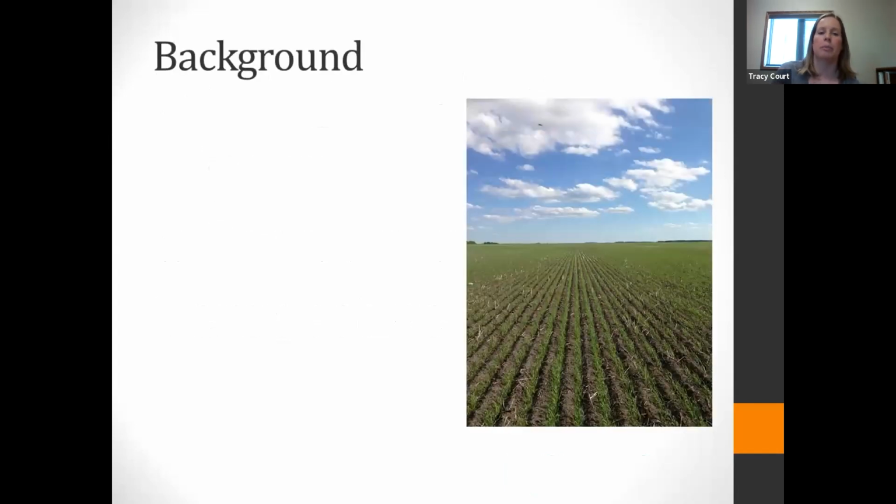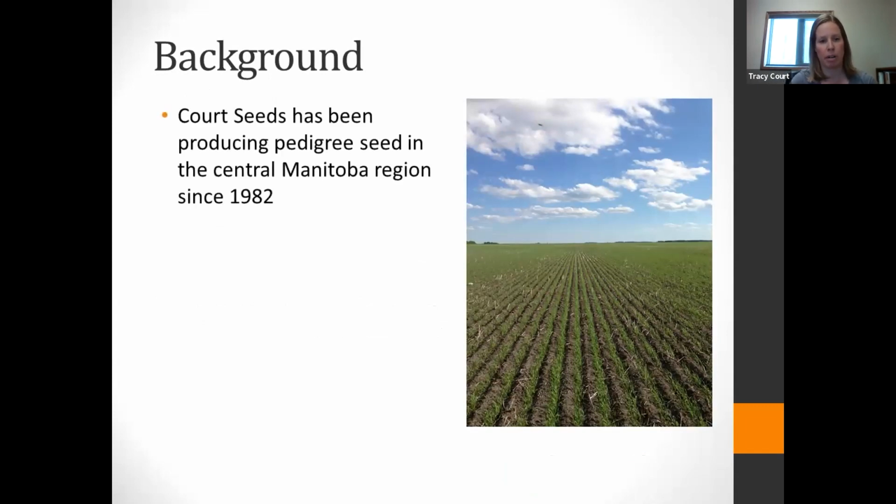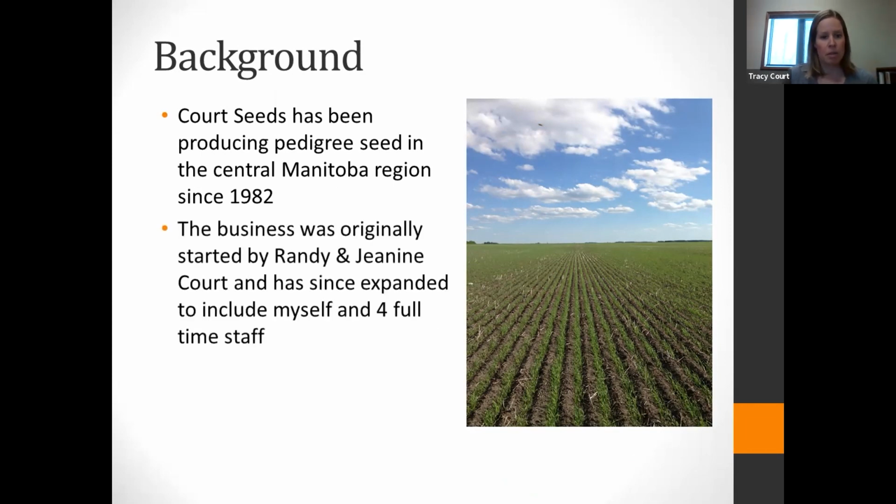So just a really brief background about our operation. Our farm name is Court Seeds. We've been producing pedigreed seed in the central Manitoba region since about 1982. The business was originally started by Randy and Janine Court. I joined the business in 2013, and since then we've undergone some significant expansion, and we now have four full-time staff.